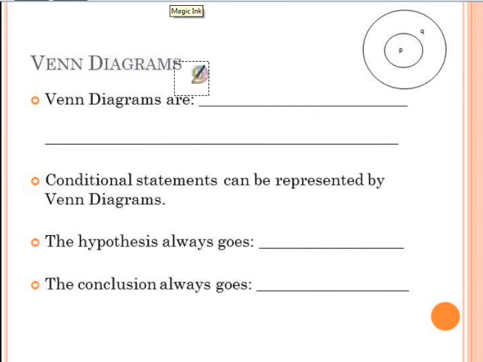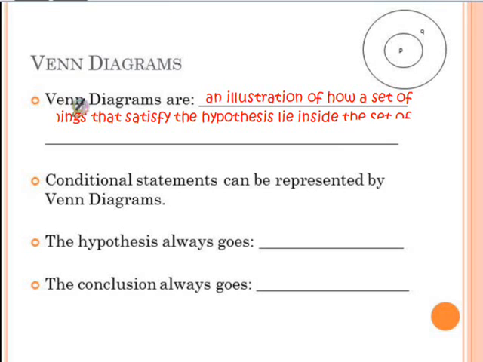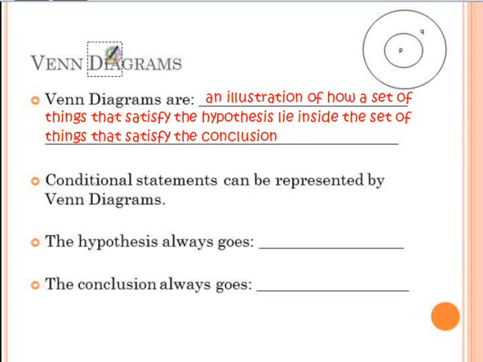Okay, Venn diagrams are an illustration of how a set of things that satisfy the hypothesis lie inside the set of things that satisfy the conclusion. Okay, it's a visual representation of our conditional statements. All right. The hypothesis always goes in the small circle. The conclusion always goes in the large circle. All right. So far, so good.